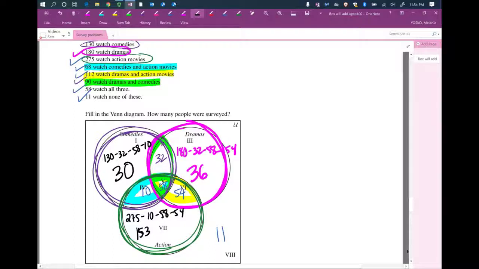Okay, now take just a moment. Do we have all 8 regions labeled and filled in? Piece 1 has 30. Region 2, I think that's region 2, says 32. Region 3 says 36. Region 4 says 10. Region 5 is 58. Region 6 is 54. Region 7 is 153. And Region 8 is 11. Yes, we have filled in all 8 regions. So how many people were surveyed?